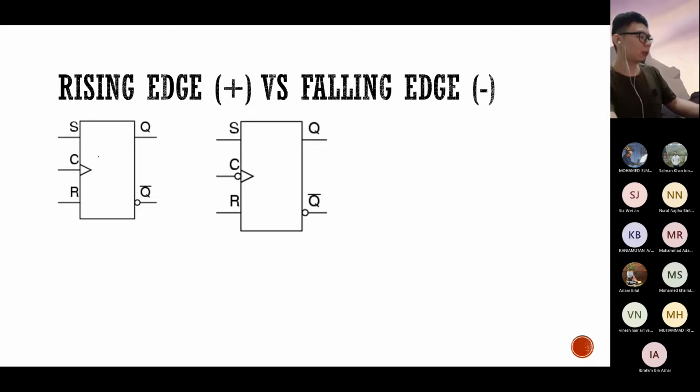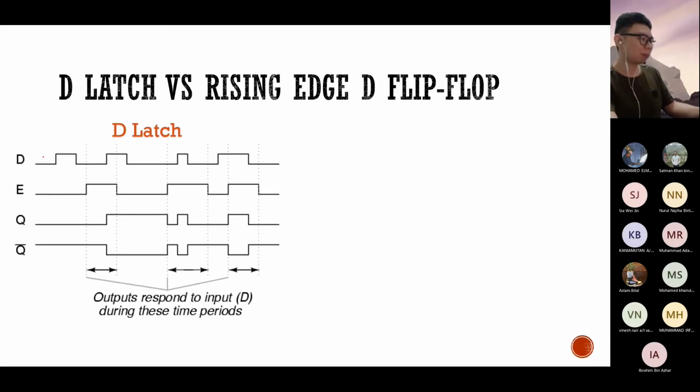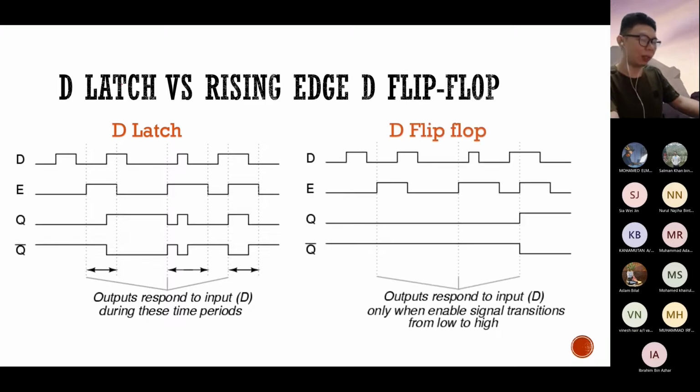The difference over here you can see at the bubble, and you also have a D flip-flop. So let's talk about the difference between a D latch and a D flip-flop. On the left we have a timing diagram of a D latch, and on the right we have a timing diagram for a D flip-flop. This is a key point in today's class, so I'd like everyone to pay close attention to this diagram.